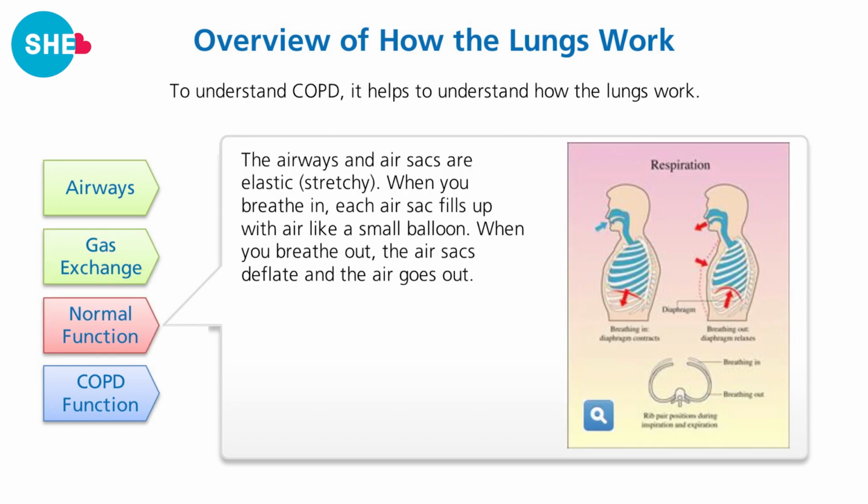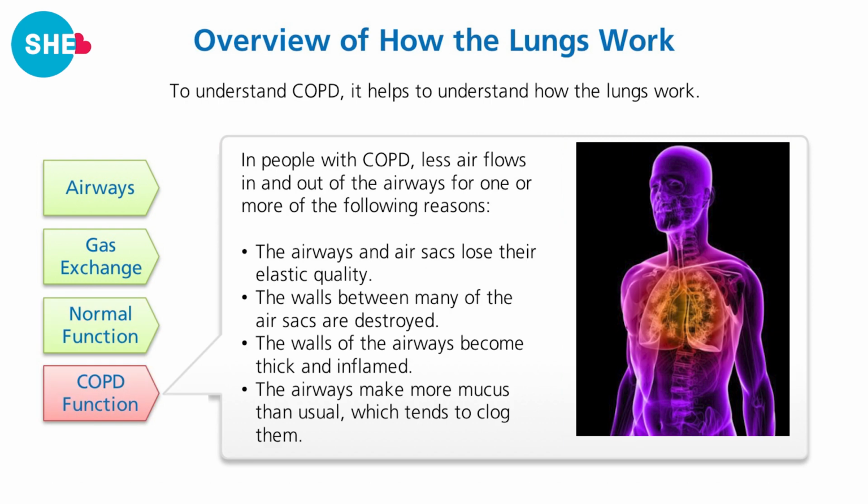The normal function of the lungs is when our air sacs, or alveoli, are healthy. They act like little balloons, expanding when we breathe in and deflating when we breathe out. They are very elastic. In people with COPD, less air flows in and out of the airways. This may be because those air sacs lose their elastic quality, or the walls between many of the air sacs are destroyed, or the walls of the airways become thick and inflamed, or the airways make too much mucus, which clogs them.